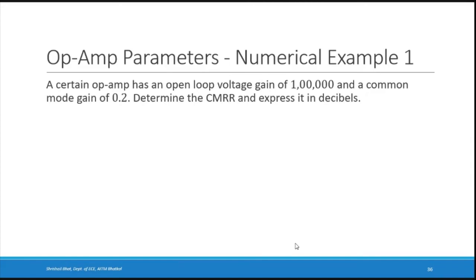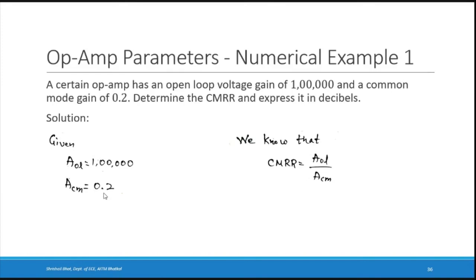What is CMRR? It is the common mode rejection ratio, that is AOL divided by ACM: open loop gain divided by common mode gain. So first write the given things. Given AOL, the open loop voltage gain, is 1 lakh. Common mode gain is 0.2, right? CMRR is AOL divided by ACM. AOL is 1 lakh, ACM is 0.2. What do you get?